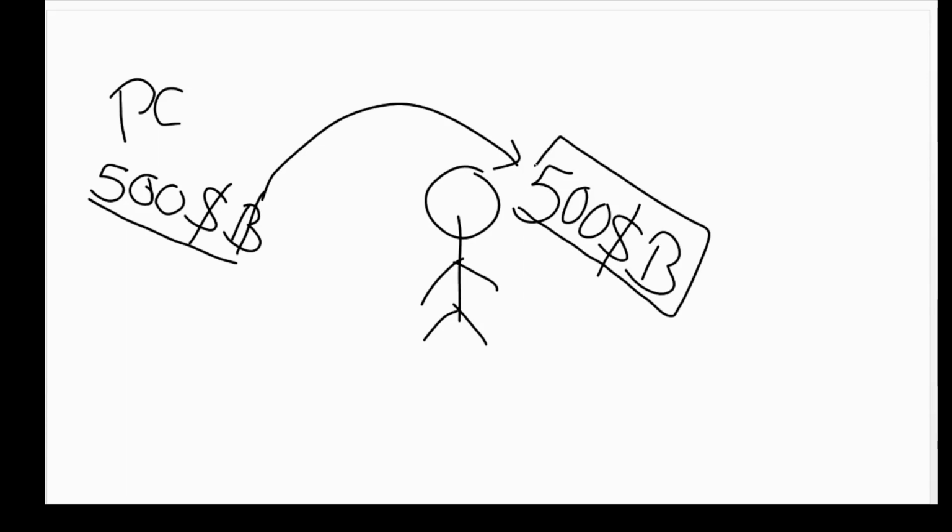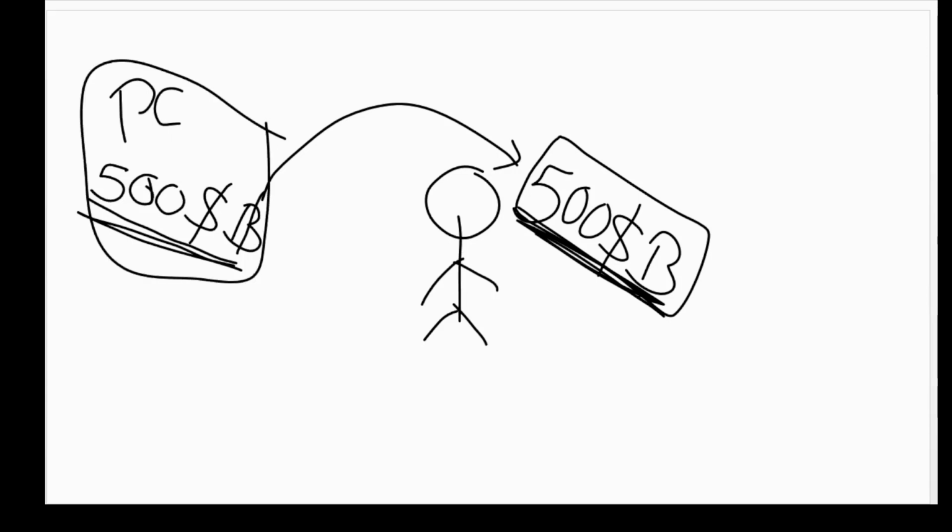This $500 worth of Bitcoin, which is under your authority now, is the result of this previous transaction in which you sold a PC. That is why it is called a transaction output. Now you understand the meaning of transaction and output.